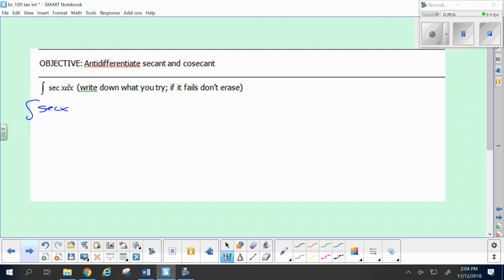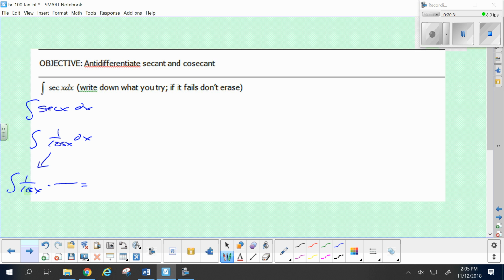Let's see. How could I go about this? Well, could I go 1 over cosine? Yeah, I don't know what to do from there. Okay, could you multiply by something? What might you multiply over itself? It has to stay balanced. Any ideas?